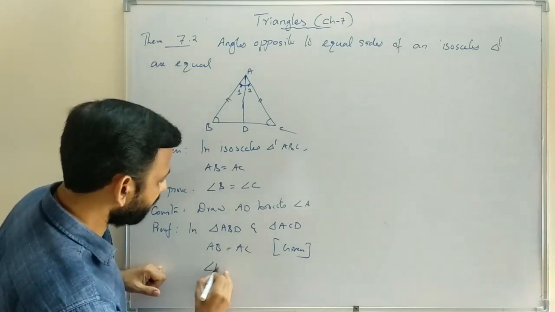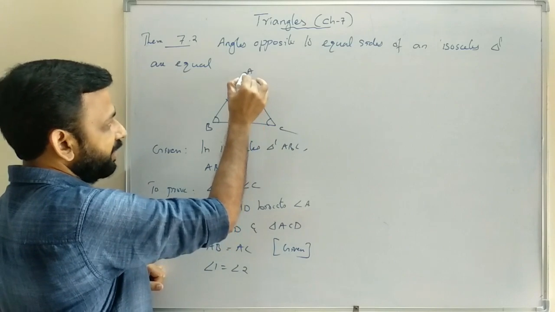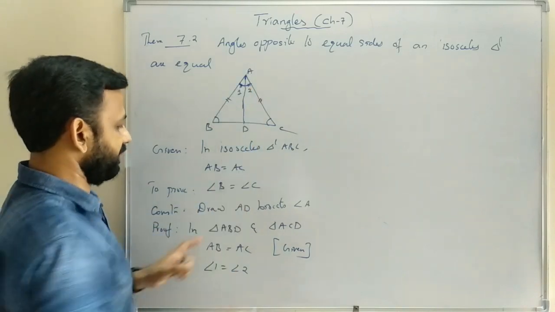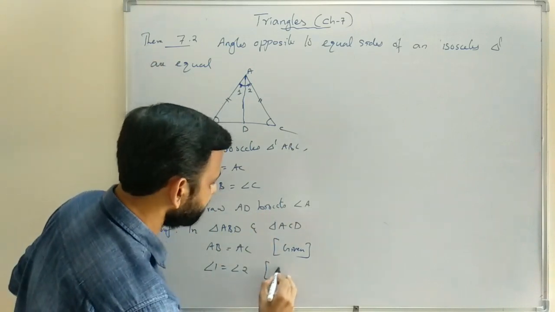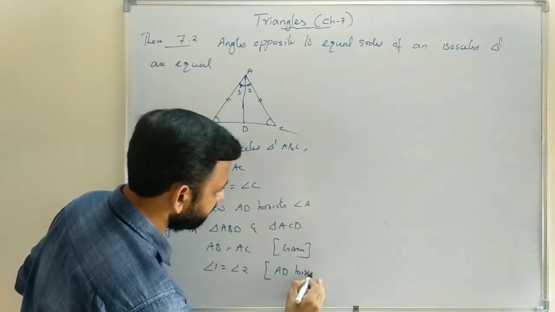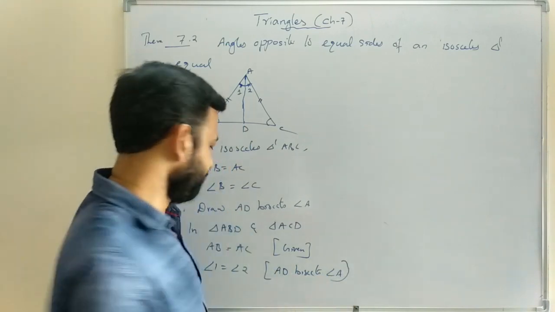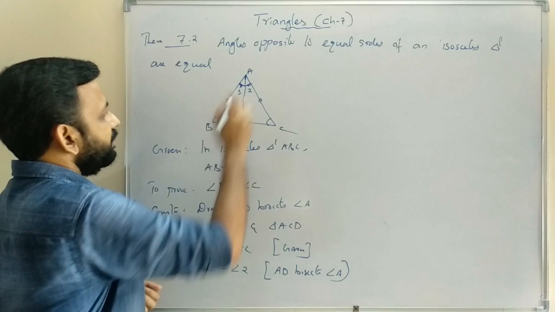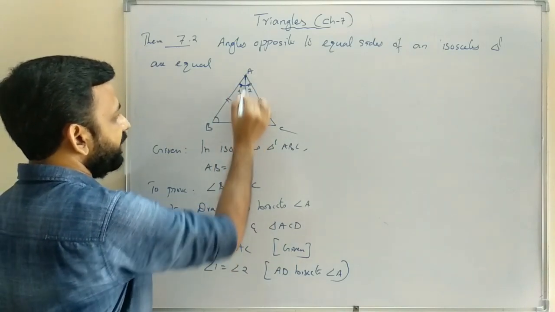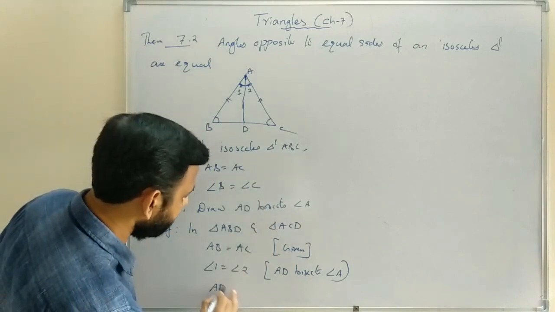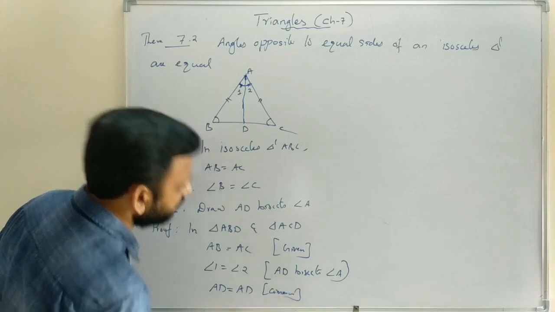Then angle 1 equals angle 2. Reason: AD bisects angle A. That is our construction, draw AD bisects angle A. So we can write down AD bisects angle A as the reason angle 1 and angle 2 are equal. Then side AD of this triangle equals AD of that triangle. AD equals AD, reason: common. That is a common side.